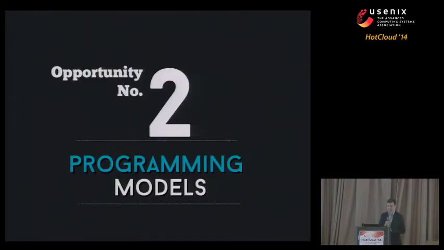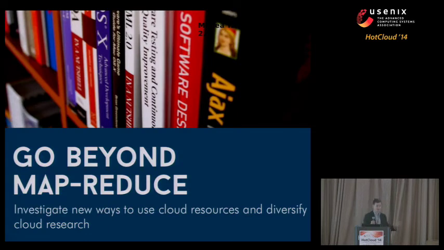So a second opportunity is programming models. This is something which is getting a lot of focus at the moment, and MapReduce is talked about everywhere. There are dedicated MapReduce journals. There are dedicated conferences and workshops for MapReduce. It's very important, MapReduce, certainly. But there is more to life than MapReduce. Hopefully there's more to other things too.